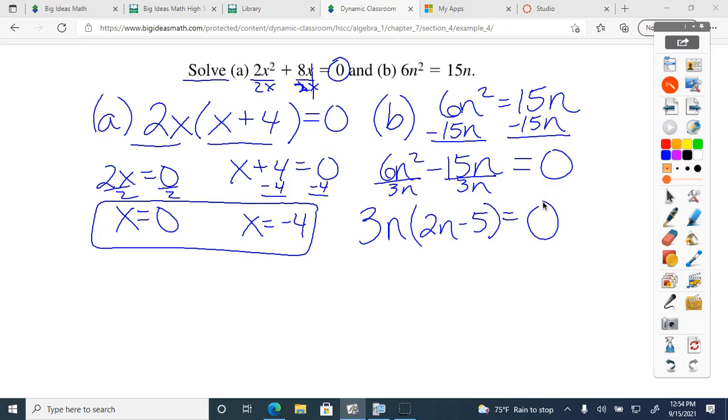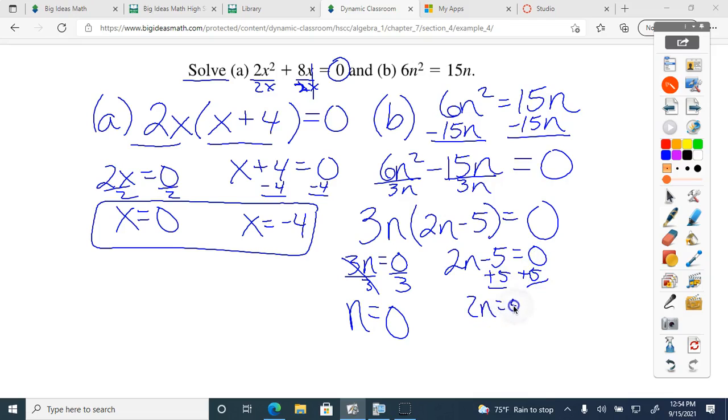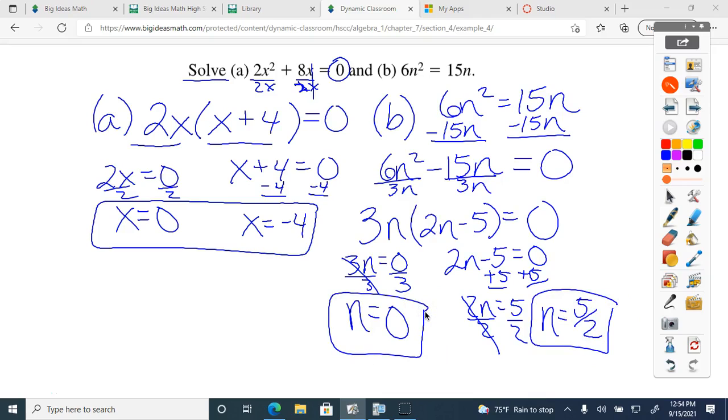And now it's just like example 1. Set them both equal to 0. So 3n equals 0. Divide by 3, and n is going to be 0. Then 2n minus 5 equals 0. So we add 5 to both sides. 2n is 5. Divide by 2. N is 5 over 2 or 2.5, whichever way you want to write it. How we doing? Pretty good.